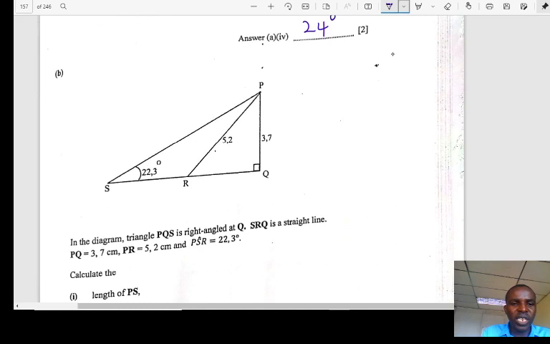Then SRQ is a straight line. Calculate the length of PS. So we are given a right angle triangle. We want to find PS. PS is this one, right? Use the bigger triangle PQS. So you can find the length of PS using solving right angle triangles. Either you can use Pythagoras theorem or SOHCAHTOA.